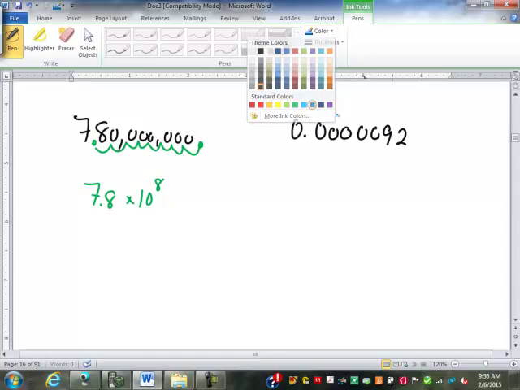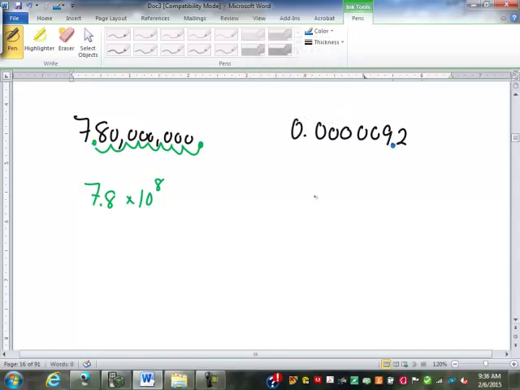So the same here. We want the decimal point to be here because we want it to be 9.2, exactly one non-zero digit in front of the decimal point. So the decimal point starting out here, we have to go 1, 2, 3, 4, 5, 6. Was that times 10 to the 6th? It's negative 6. How do we know it's negative?